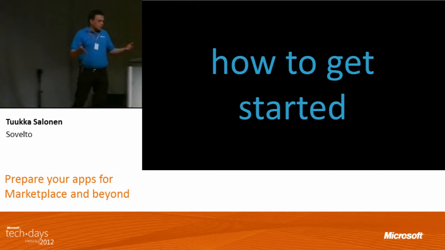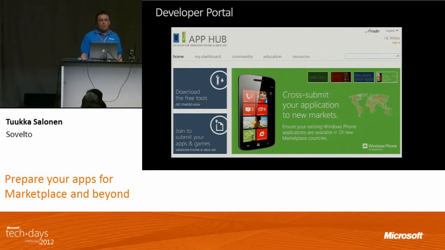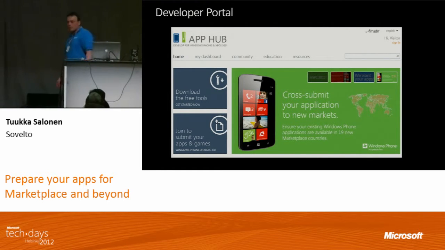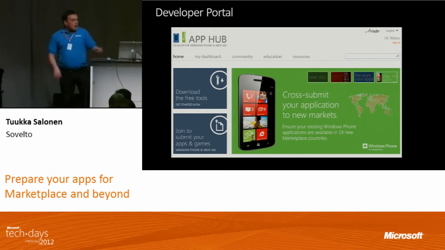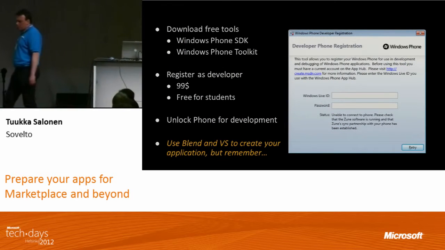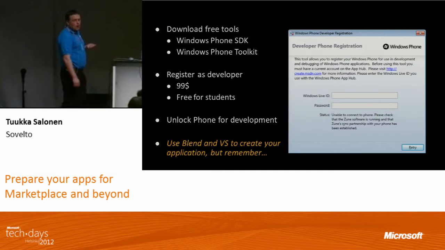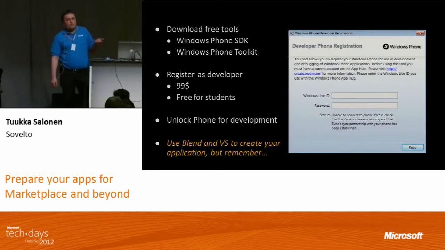So, basics first. How to get started? The easy things. Of course, Application Hub, Developer Portal. That's what you need in the beginning. You log into your Application Hub and download Windows SDK and probably Windows Toolkit. Pay $99 a year, and you will be a developer, and you can use your developer account to unlock your phone. So, I mean, any phone, it can be Lumia phone, just connect it with the USB and unlock it with the tool which is in the SDK. Windows Phone Development Registration. Nothing very interesting.